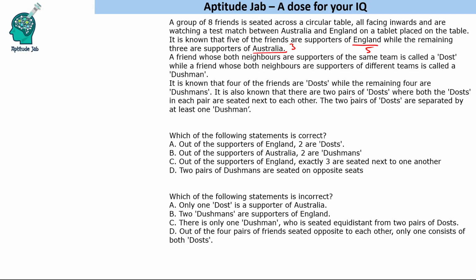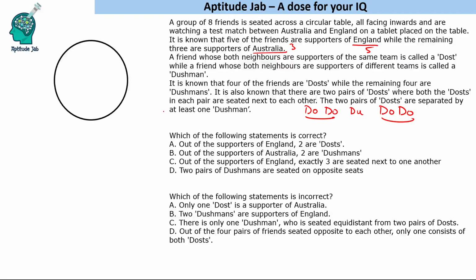That there are 4 dosts, right? So 2 dosts are sitting next to each other and another 2 dosts are also sitting next to each other. मतलब वो जो 2 दोस्त हैं वो साथ बैठे हैं और बाकी जो दोस्त हैं वो दोस्त साथ बैठे हैं. The 2 pairs of dosts are separated by at least one दुश्मन. Means बीच में at least एक दुश्मन होना चाहिए. ठीक है? So let us make a diagram that will make us understand this concept better.